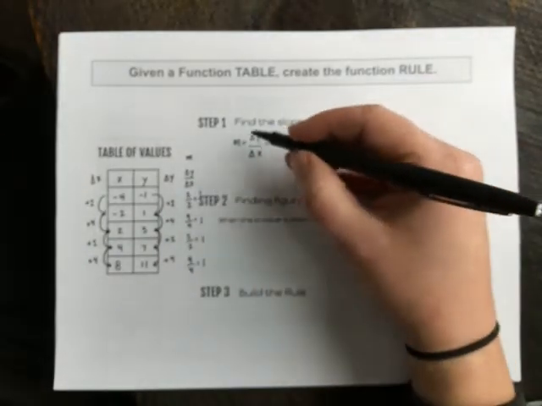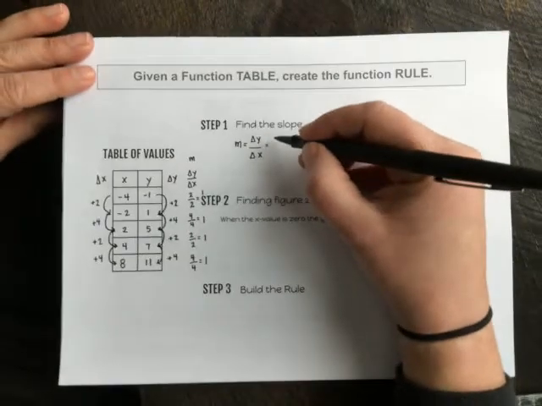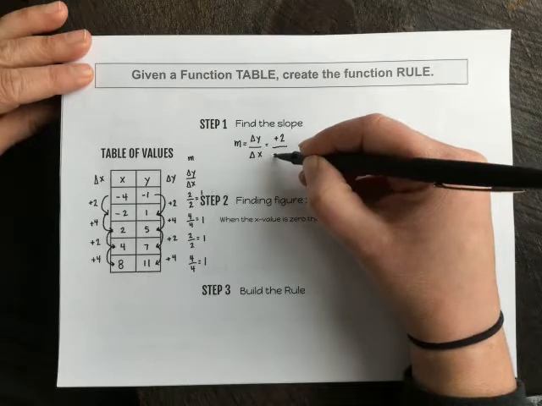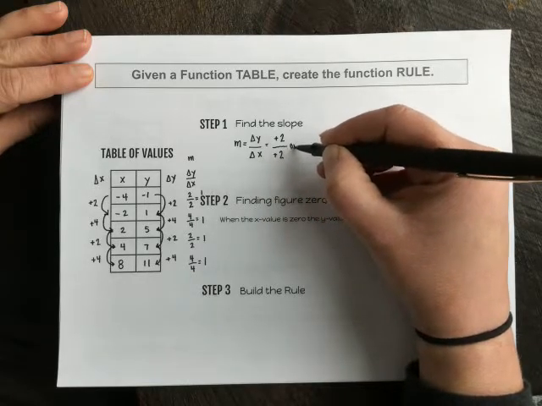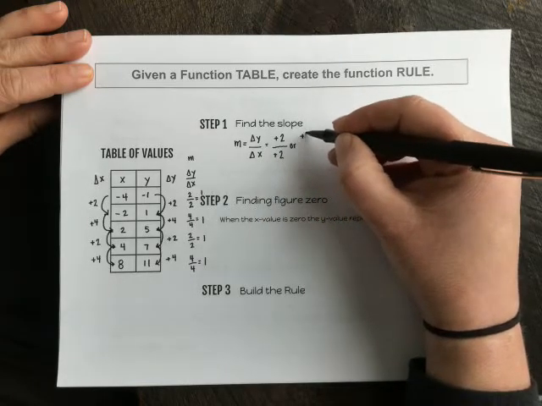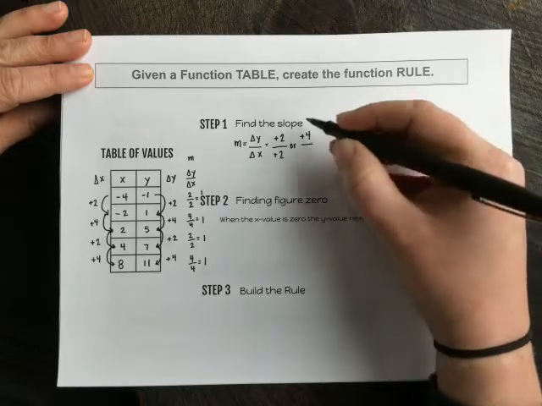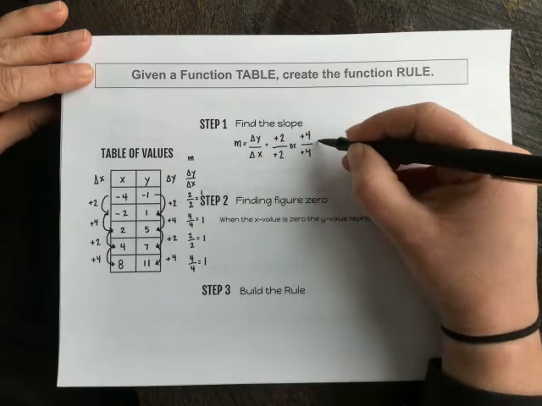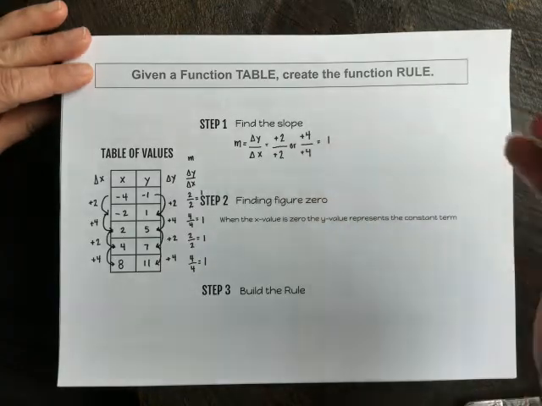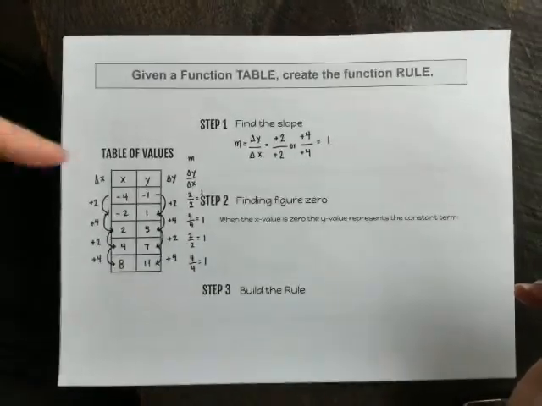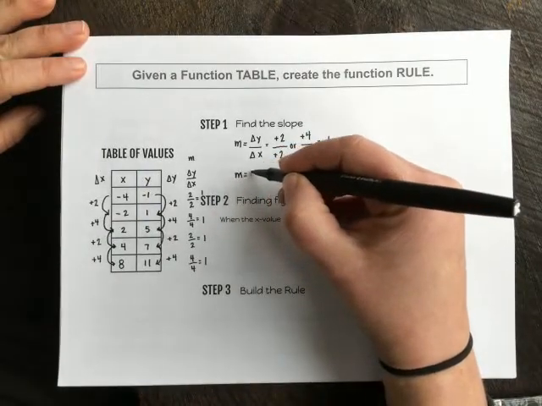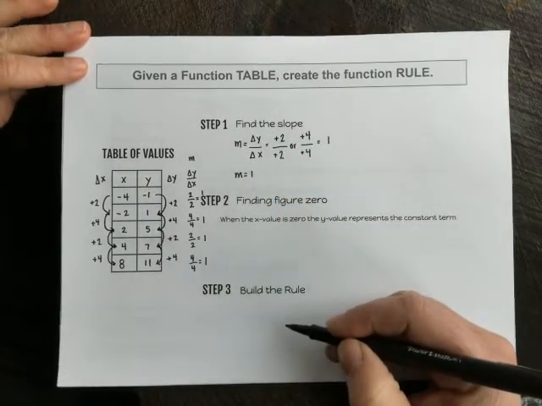So my numerator is either changing +2 compared to my denominator of +2, or I could have seen that my y was changing by 4 and my x was changing by 4. But either one that I use, I can see that my slope turns out to be 1. So I need to remember that my slope is 1. I'm going to use that in my final build.